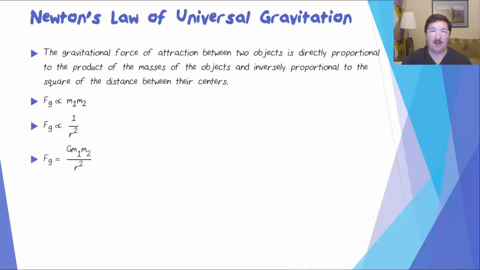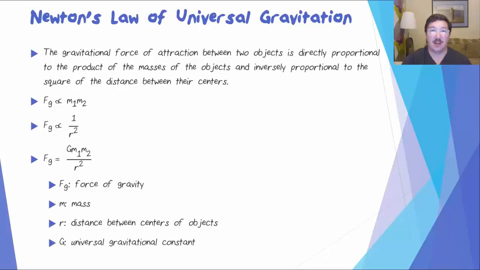If we put these together and include a constant, big G, we get the equation for the force of gravity. It's Fg equals G m1 m2 all over r squared. Fg stands for the force of gravity, m stands for mass, r is the distance between the centers of the objects, and G is the universal gravitational constant. You can find this value on your reference table. It's 6.67 times 10 to the negative 11 Newton meter squared per kilogram squared.